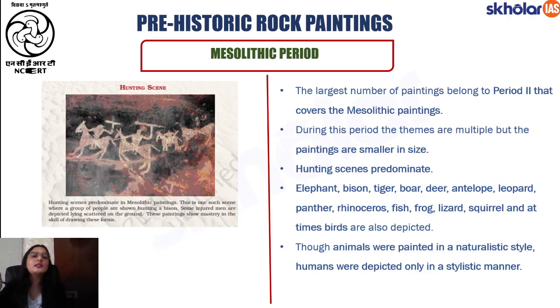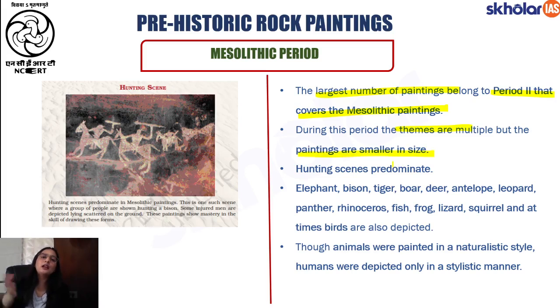Having said that, students, now we are going to talk in detail about the paintings that belong to the Mesolithic period. So, as I have just told you, the largest number of paintings belong to the second period that covers the Mesolithic paintings. Now, here, students, an important point to note is that there were multiple themes that were depicted. However, the paintings were very small in size.